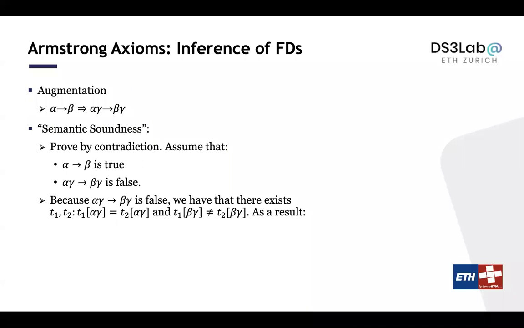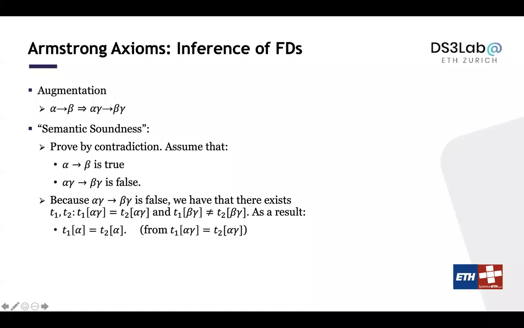And because you do not have a functional dependency from alpha gamma to beta gamma, you must have the following as true. That is, you can find a pair of T1, T2 such that they match on alpha and gamma, but they do not match on beta gamma. If you cannot find this pair, it means that there is a functional dependency from alpha gamma to beta gamma, right? But because you are assuming alpha gamma to beta gamma is false, you can always find this pair.